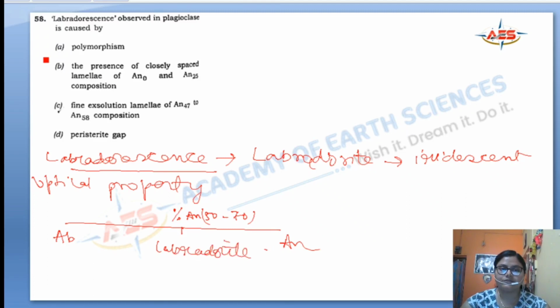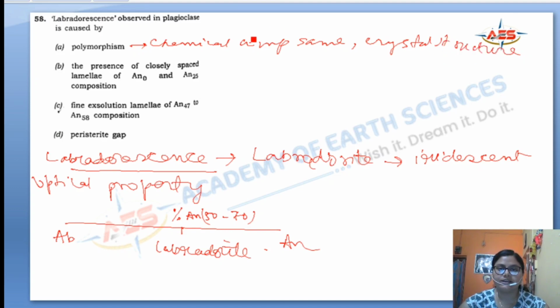Now, in the given options we have polymorphism. What is polymorphism? When the chemical composition is the same, but the crystal structure is different, we call it polymorphism. For example, in the Al2SiO5 system, what do we see? Al2SiO5, the chemical composition is the same, but we have different minerals with different crystal structures. That is kyanite, andalusite, sillimanite, and they do not show any type of iridescent effect like labradorescence. So the first option will not be correct.